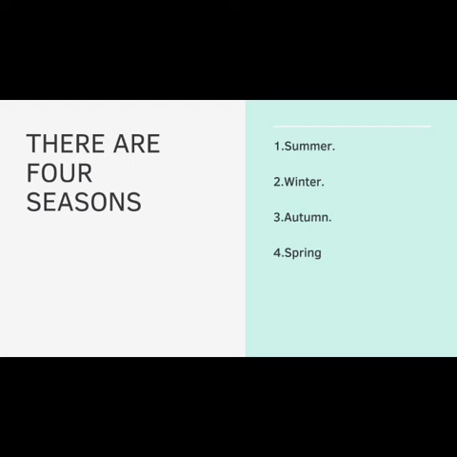In December, we have winter while the southern part of the earth has summer. We have spring in March while the south has autumn. We have autumn in September while the south has spring.